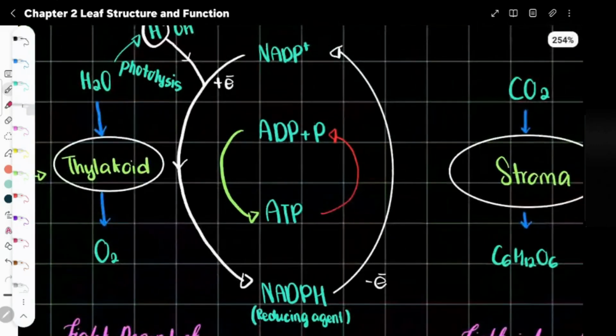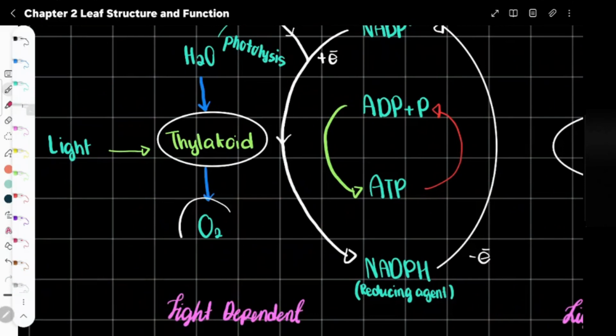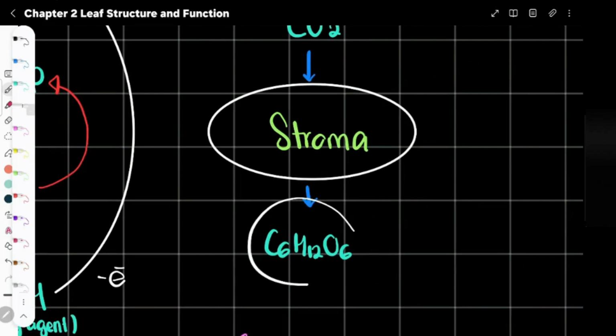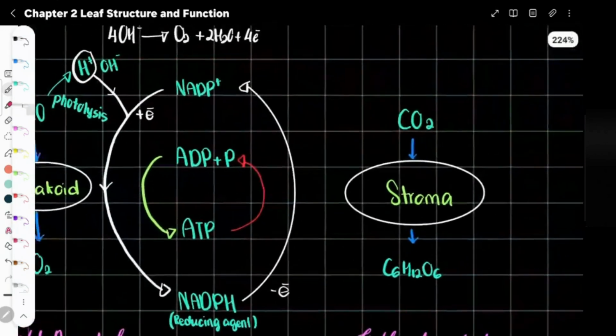NADPH and ATP would allow the carbon dioxide to undergo the process and become glucose. Okay, first of all, confusing as hell, right? That is very confusing.